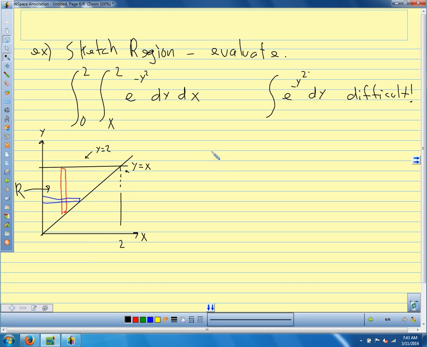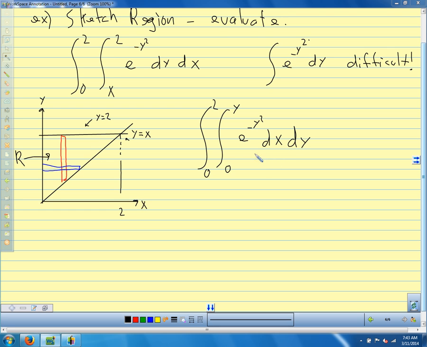So we switch the order. For our inner integral, x is going to vary from what to what in this region? We do our rectangle this way. 0 to y. X is going to vary from 0 to y. And y is going to vary from 0 to 2 in this region. And then we have e to the minus y squared dx dy. Well, e to the minus y squared dx is an easy one to evaluate.